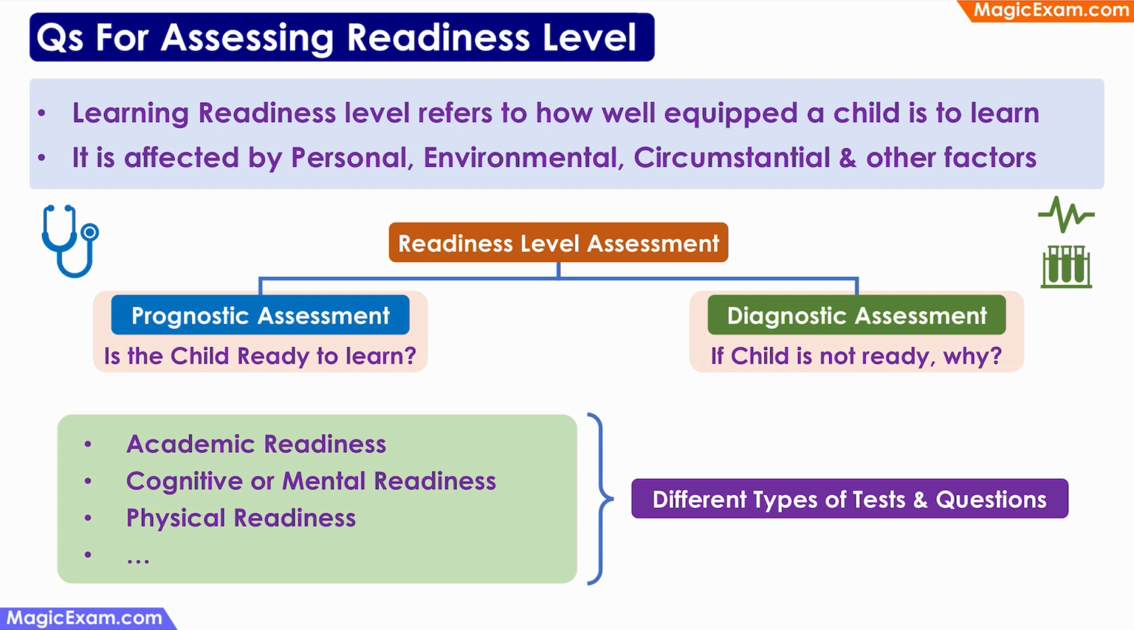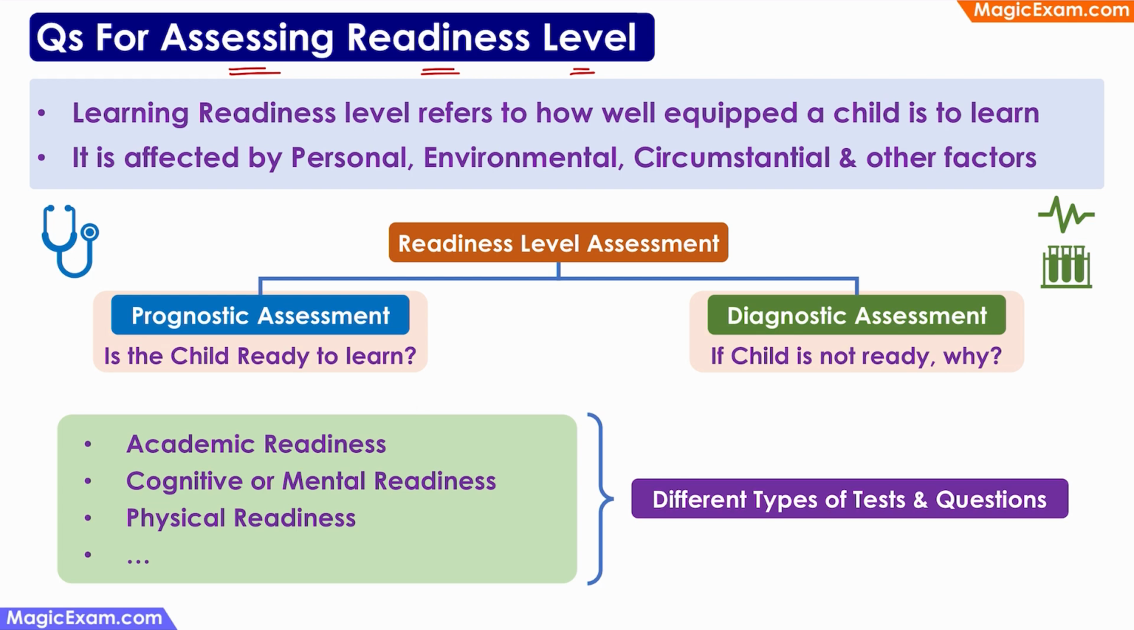So the first step is to assess the readiness level of the child. That is, is the child ready to learn the chapter or the subject or the topic that you are trying to teach? Using the same example that we spoke about earlier, if you are trying to teach the child the formula for calculating the area of a triangle, first you have to assess whether the child is ready to learn, right?